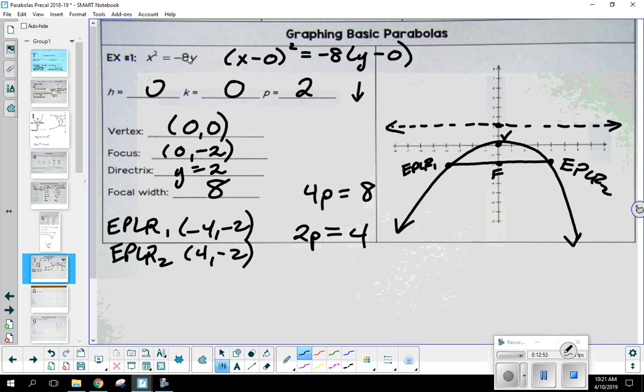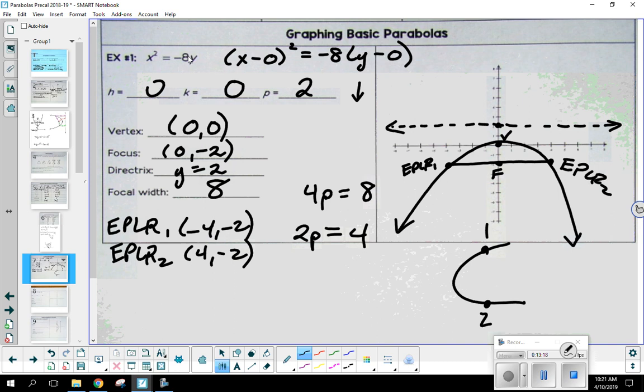Questions? Jack. Does it matter which point I label as which EPLR, like 1 or 2? Well, we want to stay consistent. If it opens up or down, 1 will be on the left. If it opens left or right, then 1 will be above, 2 will be below. Just so we're all on the same page. Okay. All right. Easy, right?